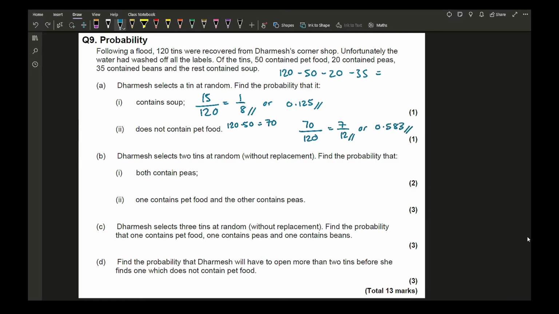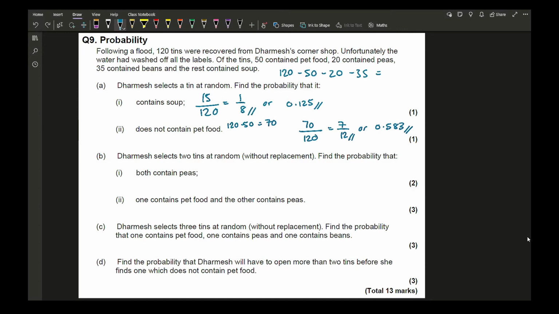For B, it says that Dharmesh selects 2 tins at random without replacement. Find the probability that. Now, you'd be very, very tempted to draw a tree diagram, but for 2 or 3 marks, you really need to ask yourself, is it really necessary? If you're a bit more proactive and look at what other questions might be, you might find that for this particular question you don't have to draw a tree diagram, but it may come in handy for later questions. So again, it's entirely up to you which one you want to go for.